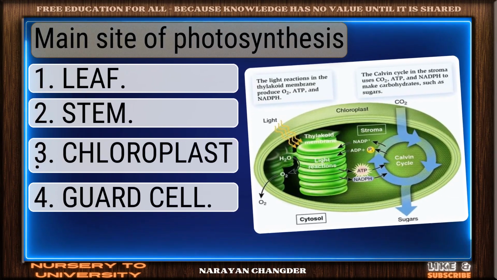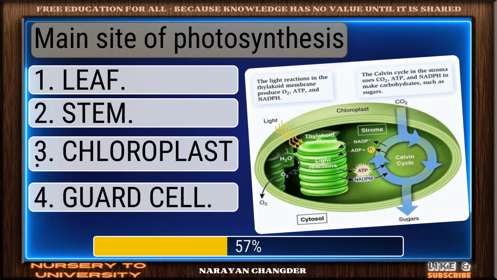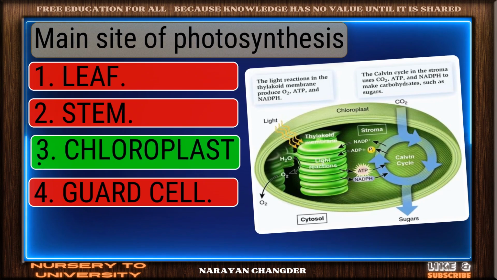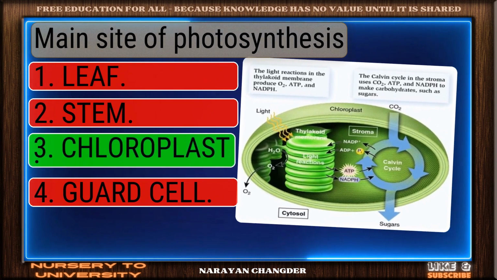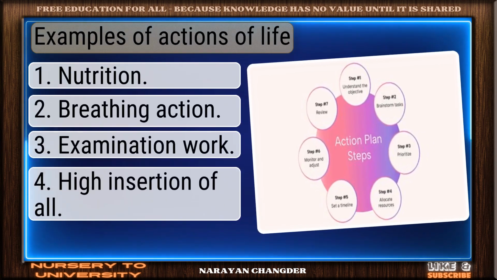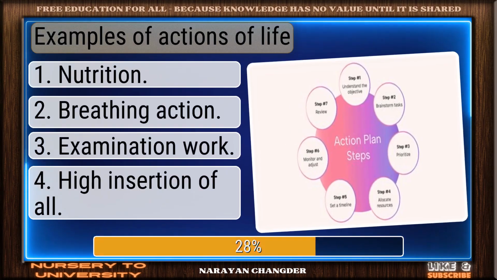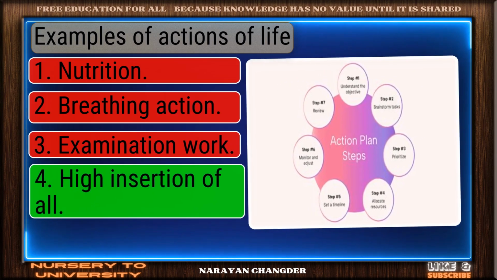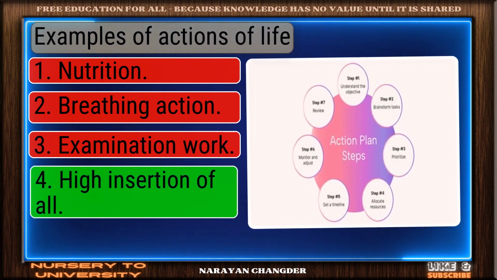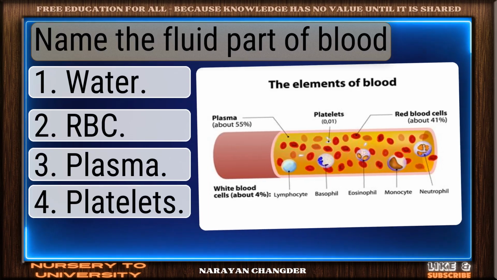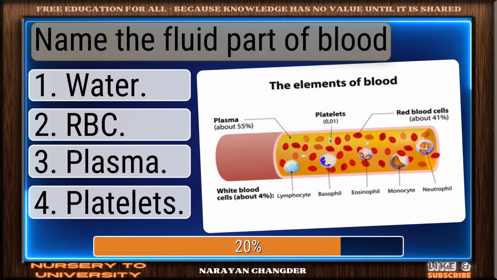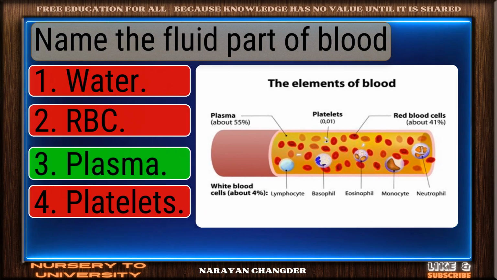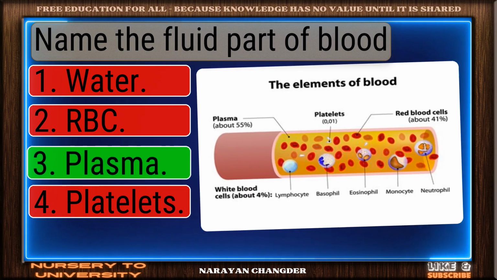Main site of photosynthesis. Excellent. Chloroplast is well reasoned. Examples of actions of life. Exactly. Ingestion of food makes sense. Name the fluid part of blood. Smart pick. Plasma is correct.